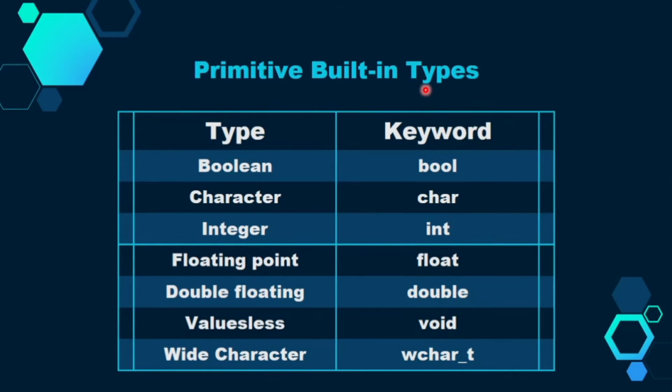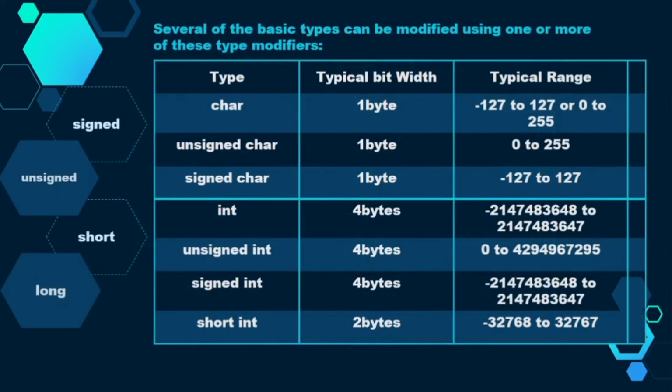So these are the primitive built-in types. C++ offers the programmer a rich assortment of built-in as well as user-defined data types. The following table lists the seven basic C++ data types. So here are the type and the keyword. So boolean, bool. So here. And wide character, wchar_t.